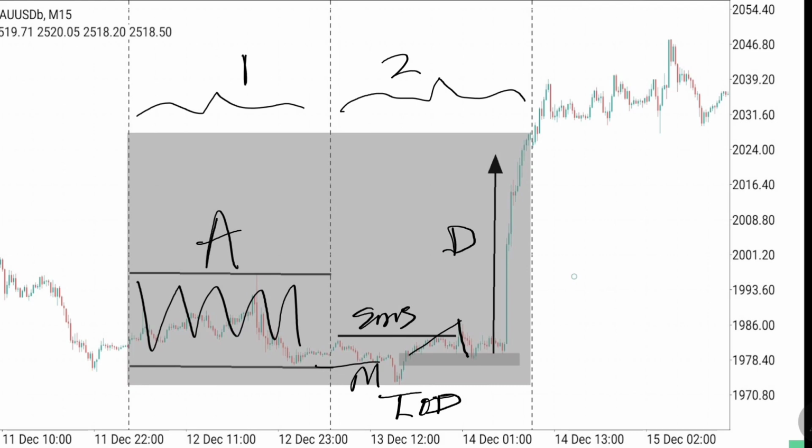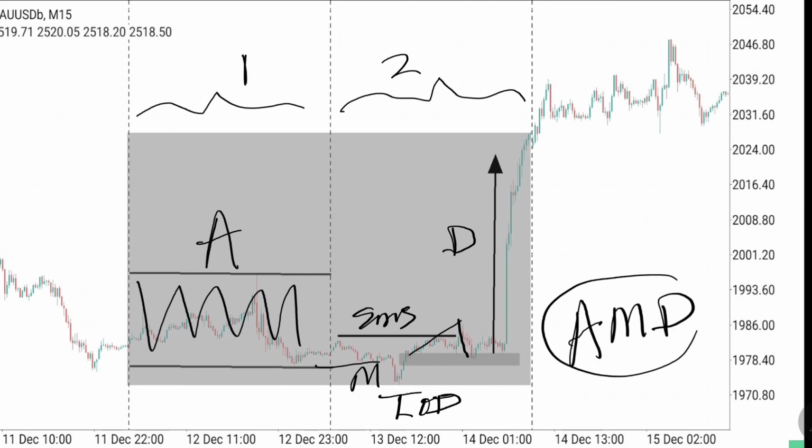You can see this is the AMD formation on a two candle pattern on a lower time frame. AMD formation: accumulation, manipulation, and distribution on a two candle pattern.